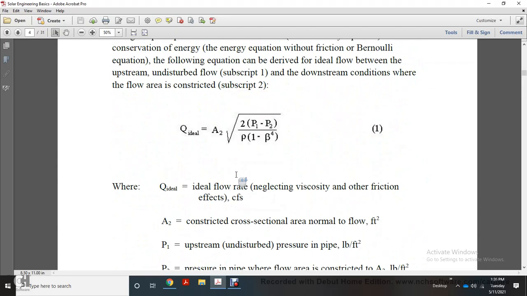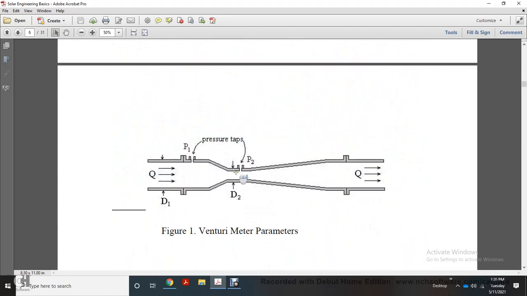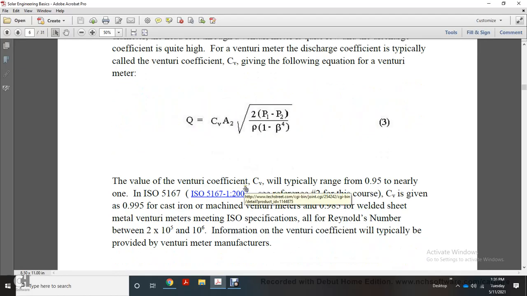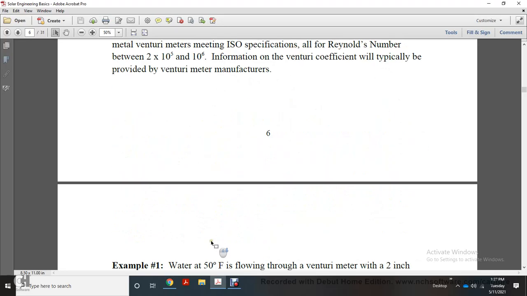the ideal flow between upstream and downstream. The value of the venturi coefficient typically ranges from 0.95 to nearly 1. ISO 5167 is the reference for these values. The coefficient is given as 0.995 for cast iron machined venturi meters, or 0.985 for welded sheet metal venturi meters meeting the ISO specifications, for Reynolds numbers between 2 times 10 to the 5th and 10 to the 6th. Information on venturi coefficients will typically be provided by the venturi meter manufacturers.